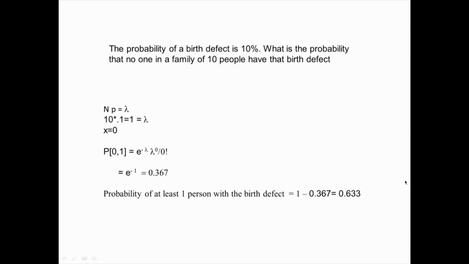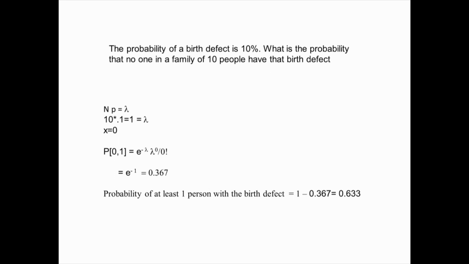Okay, let us look at another problem where Poisson distribution is useful. The probability of a birth defect is 10%. This is data which is maybe collected over a very long period of time. So, what is the probability that no one in a family of 10 people has the birth defect? I have a family in a village, there are 10 people. What is the probability that no one in that family will have this birth defect?